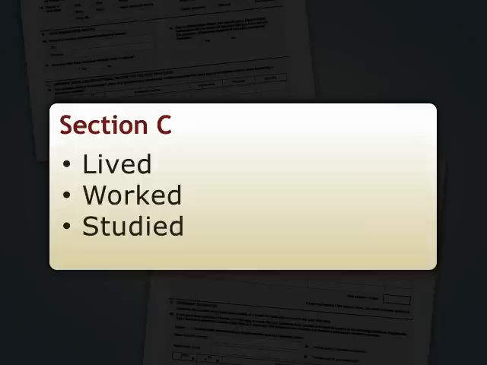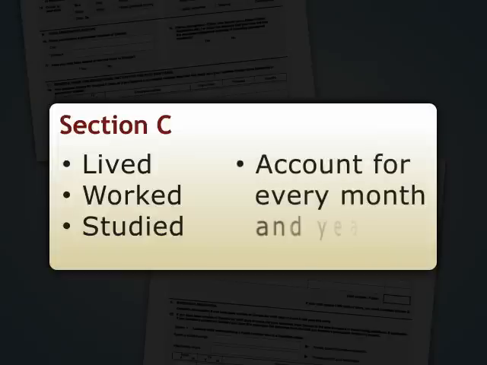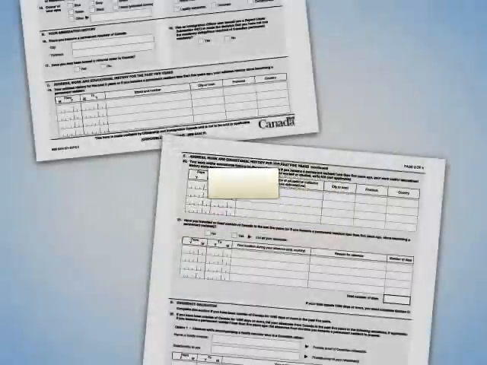In Section C, provide information about where you have lived, worked, and studied over the last 5 years. If you have been a permanent resident for less than 5 years, enter only your information since becoming a permanent resident. For each question, make sure you account for every single month within the time period to avoid a delay with your application. If you need more space, use a separate sheet of paper.